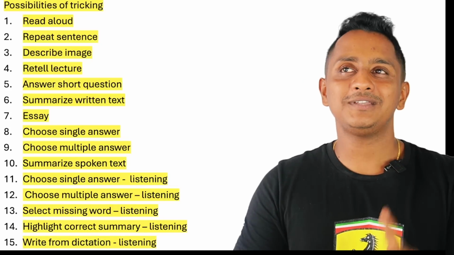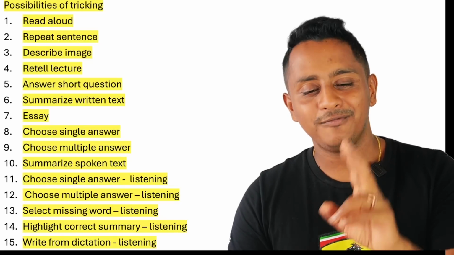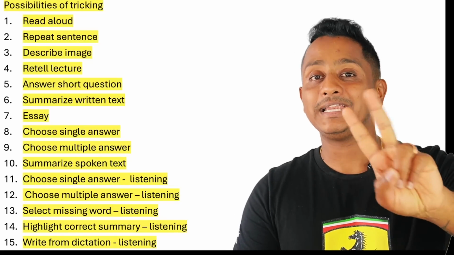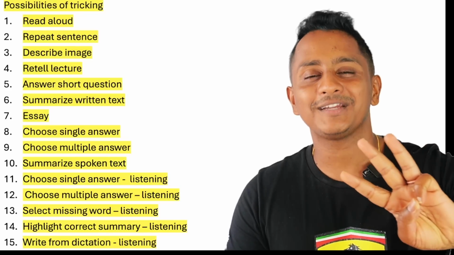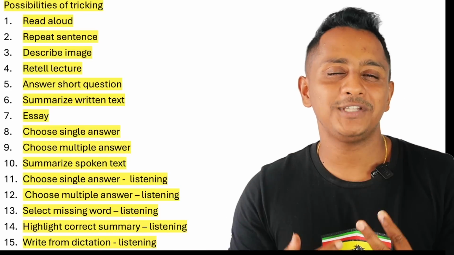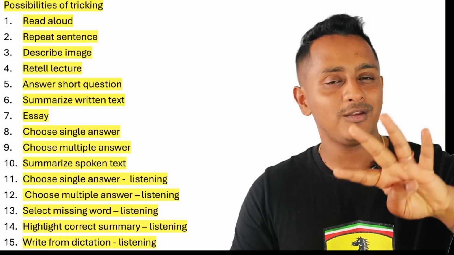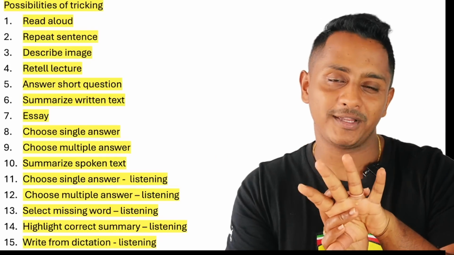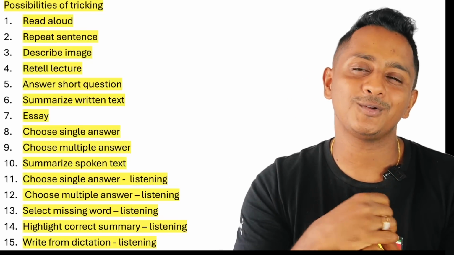The remaining 5 modules. First is fill in the blanks. You cannot trick, boss. You need to have a good English. Fill in the blanks reading, and fill in the blanks reading and writing, these two you cannot trick. Order the paragraph, you cannot trick. You need to possess that extreme talent for it. And then highlight incorrect words in listening, you cannot trick. Listening fill in the blanks, no way you can trick. So all these 5 modules you cannot trick, you need to work on your English.